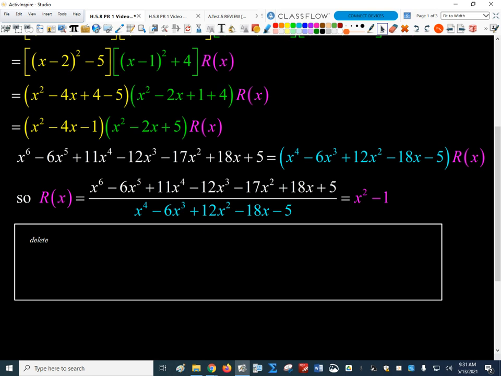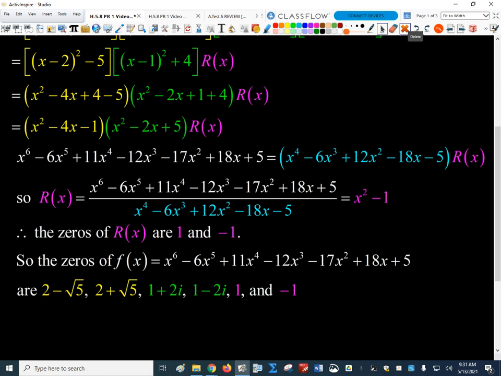So now what are my other two factors? If I set that equal to 0 and solve, what do we get? Two zeros, 1 and negative 1. Exactly. So we got it. Okay? Does that make sense? Okay, good.